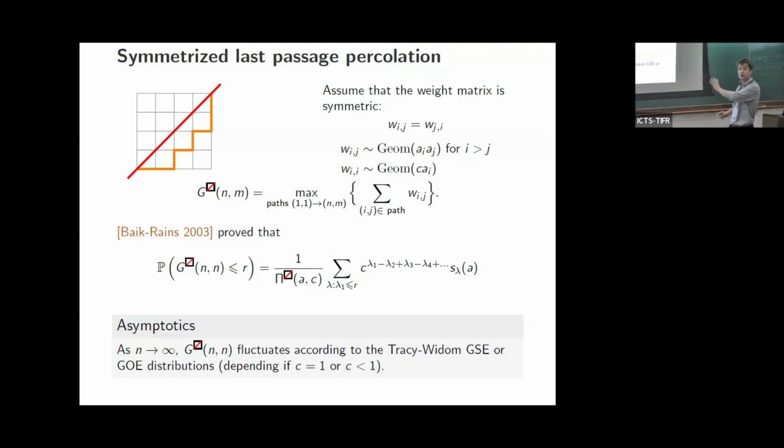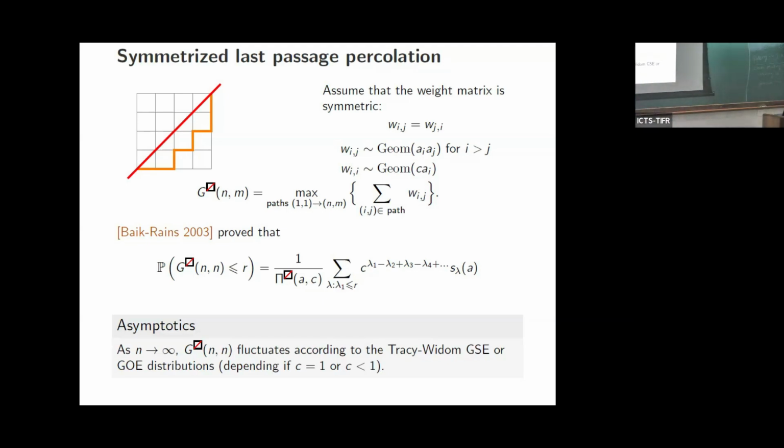Again, this allows to do asymptotics, and Bike and Rains did it, and they showed that this last passage percolation time in the symmetrized environment converges to variants of the Tracy-Widom GUE distribution, namely related to symplectic matrices, the symplectic ensemble and the Gaussian orthogonal ensemble. The result depends on the value of C here, and there is an interesting phase diagram.